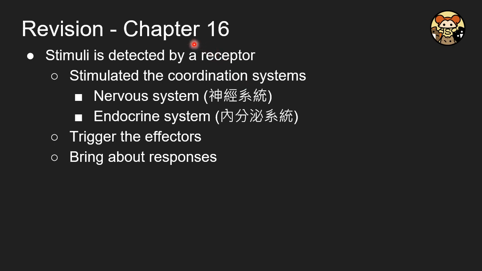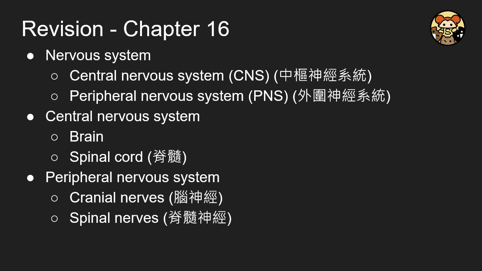We are in DSE Biology chapter 16. In this chapter, we are going to talk about two coordination systems. One is called the nervous system, another one is the endocrine system. Whatever the system is, whenever we talk about a coordination system, there must be a stimulus, which triggers the receptor, and it brings about a response.